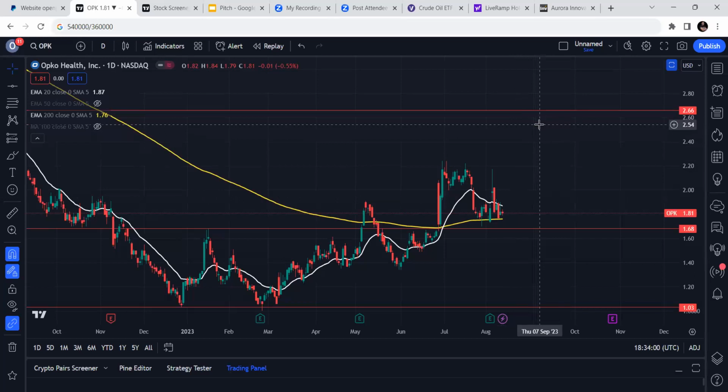So the stage I want to buy the stock is when it's in a confirmed uptrend. That's the stage I want to buy a stock.